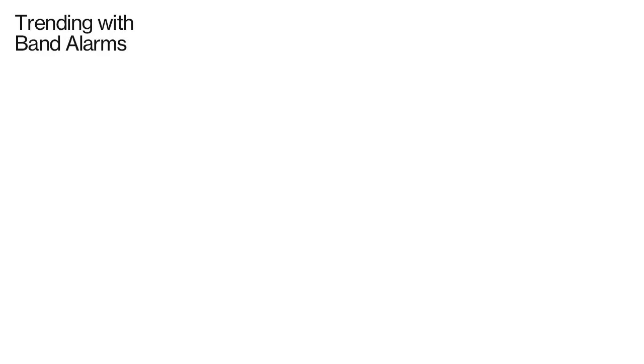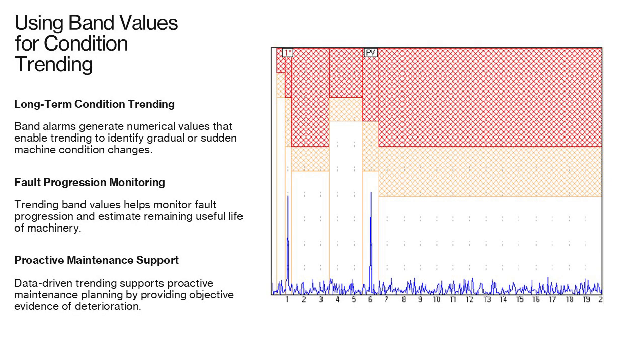Using band values for condition trending. In addition to alarming, band alarms provide valuable data for long-term condition trending. Each band produces a numerical value that can be trended over time, allowing engineers to observe gradual increases, cyclical behavior, or sudden changes in specific frequency regions. This capability is particularly useful for monitoring fault progression and estimating remaining useful life. Trending band values helps distinguish between stable machines and those experiencing accelerating degradation. It also supports maintenance planning by providing objective evidence of deterioration rather than relying solely on threshold exceedance.